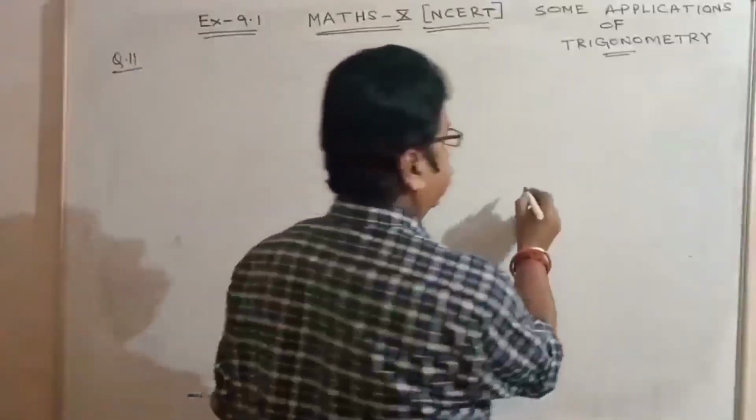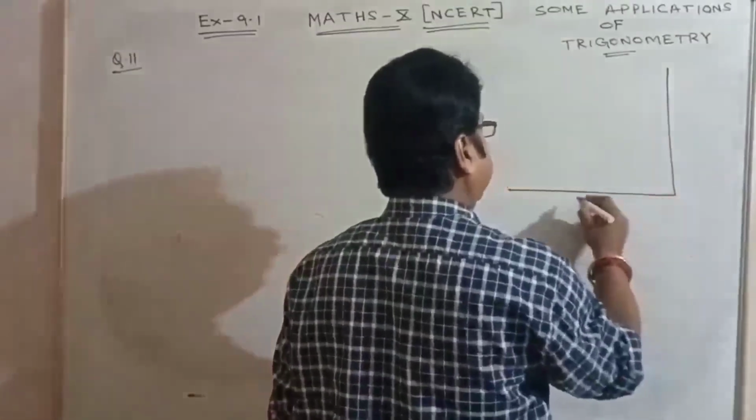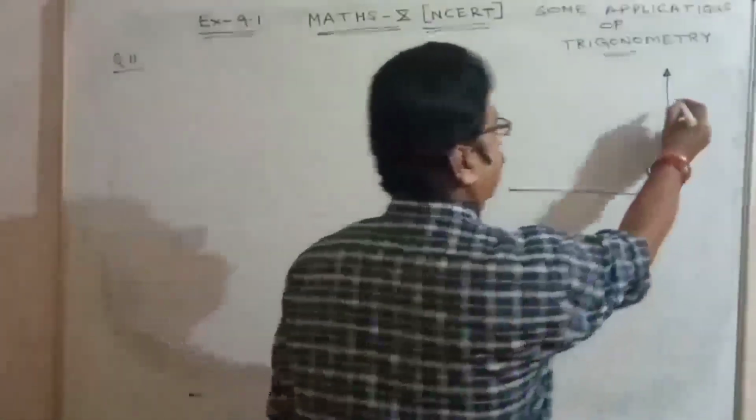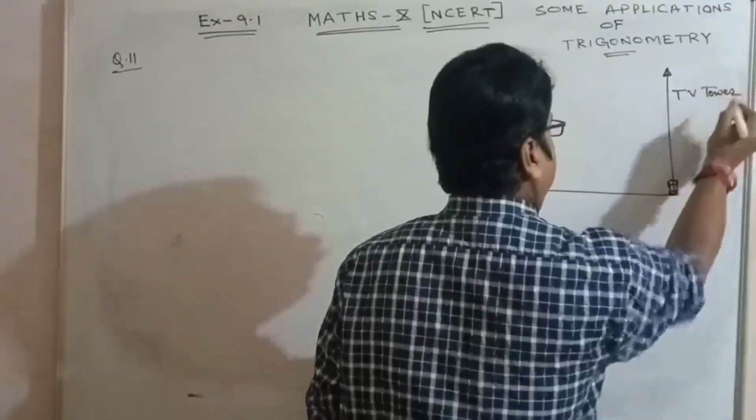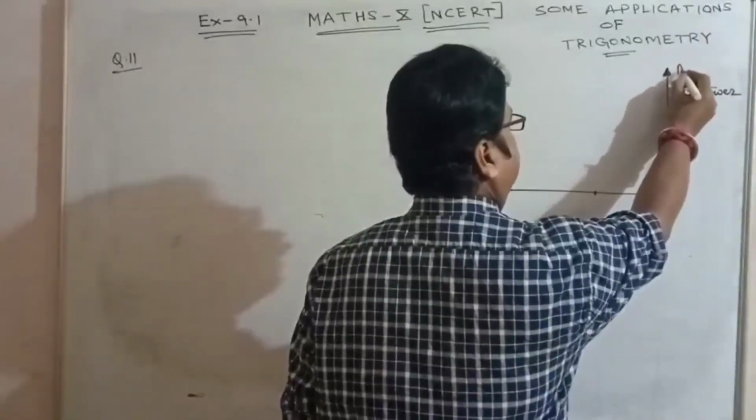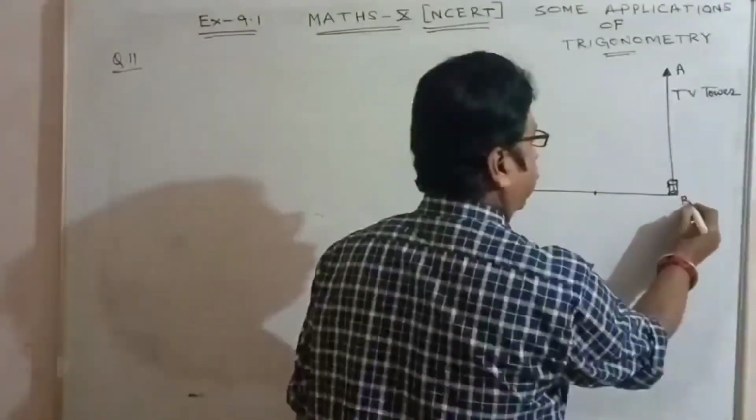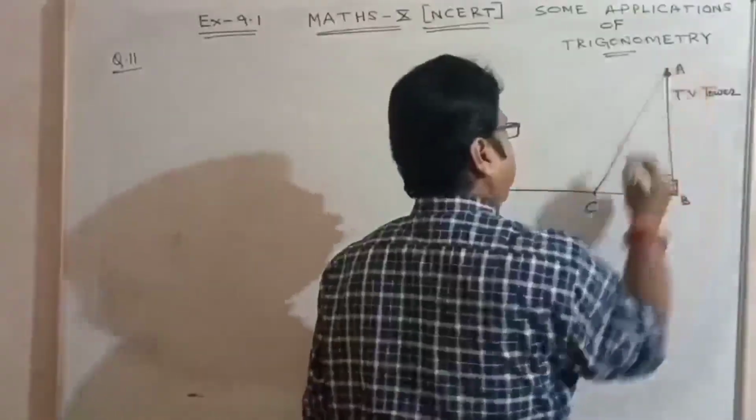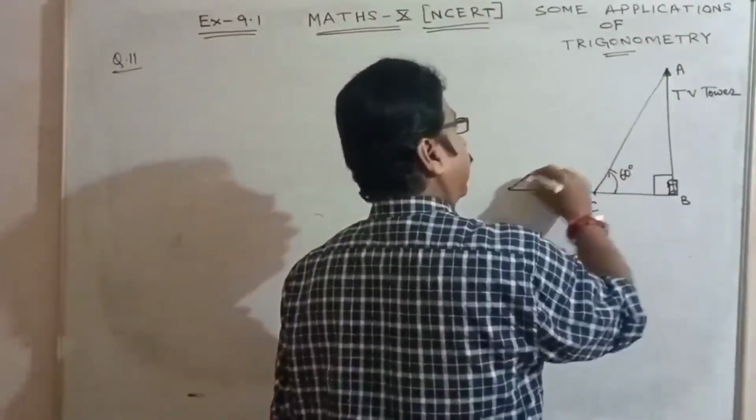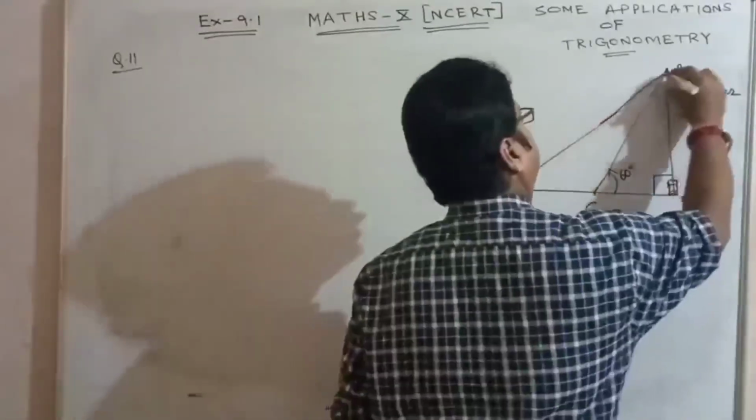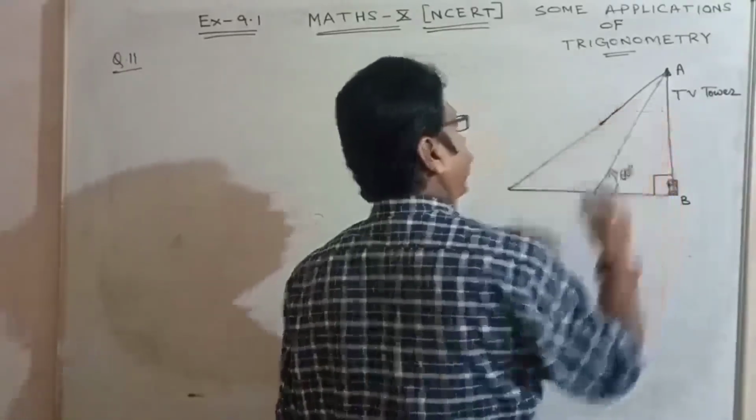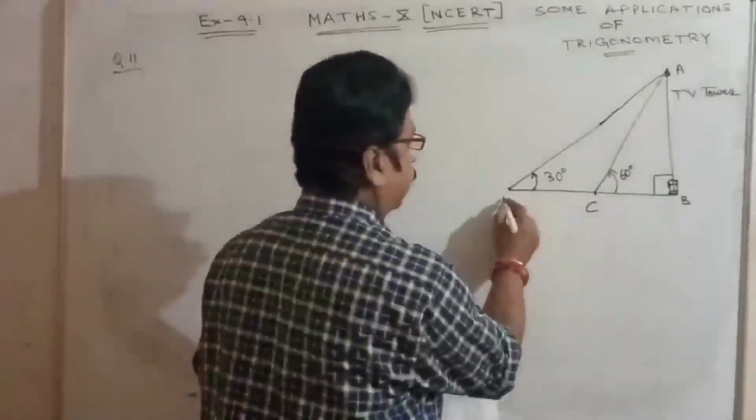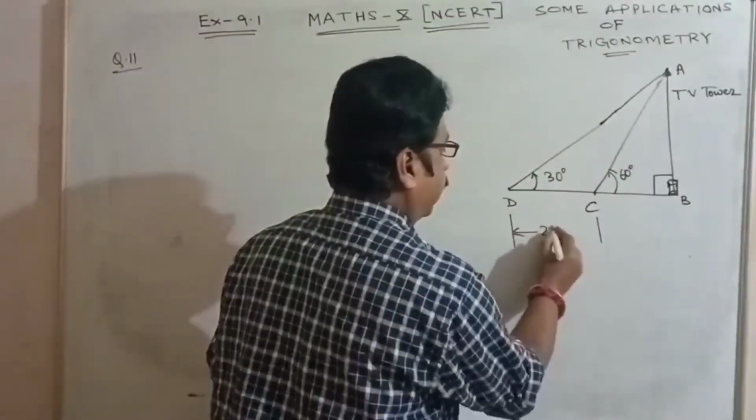Diagram is given for this question. It is a TV tower. This point, suppose it is A given, this point is B, it is right angle, it is point C, the angle of elevation is given 60 degree. This angle is given 30 degree. Point D. This distance is given 20 meter.